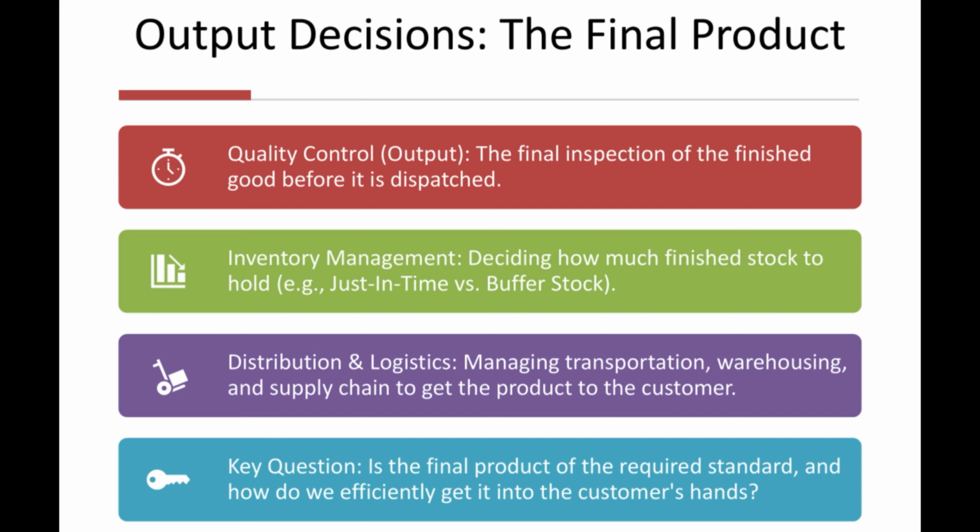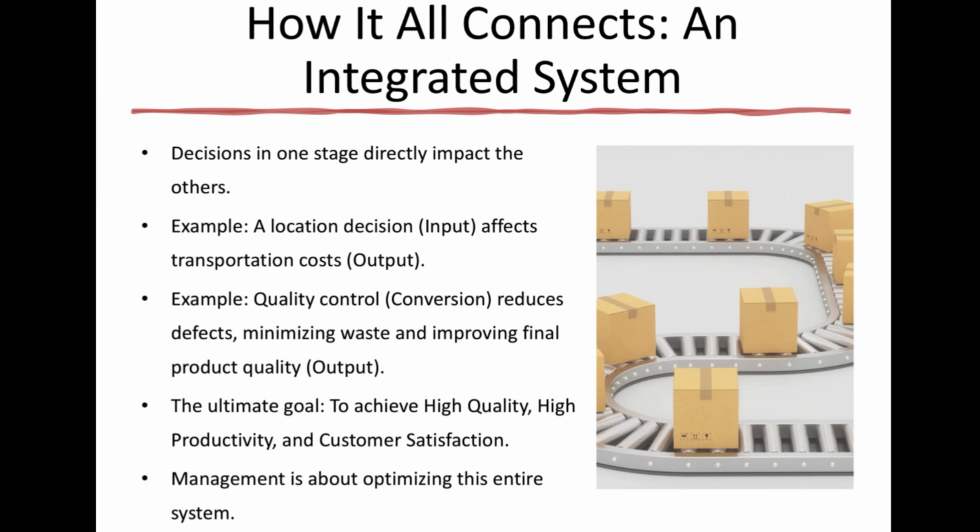So one of the things that we don't want to do is look at these stages in isolation. They are deeply connected, and a decision in one area always affects the other areas. And let me give you an example. Imagine you're the owner of a business and you decide to save money on the input. So instead of buying high quality flour for the bakery, you buy a cheaper brand. That input decision directly affects the conversion stage. The dough might be harder to work with.